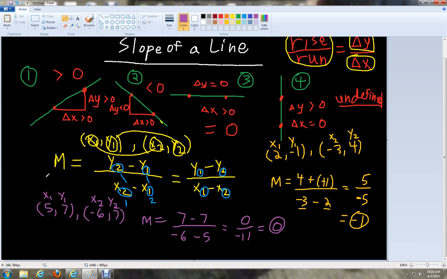Do stay tuned for the next video where we're going to talk about the slope-intercept formula of a line, where we have the slope and the y-intercept, y equals mx plus b. We're going to learn how to find an equation of a line just given a slope and maybe a point, as well as graphing using the slope-intercept form.